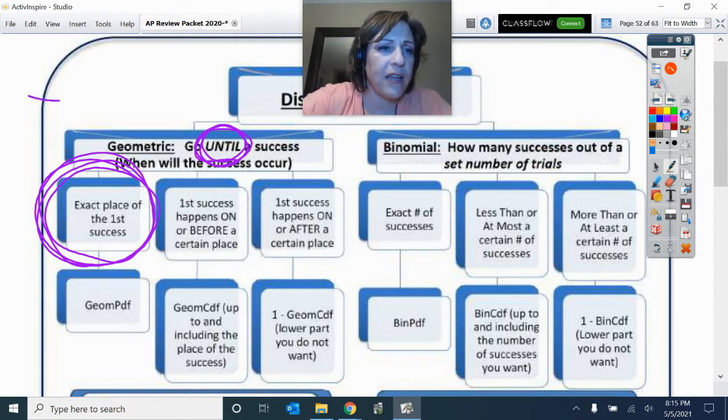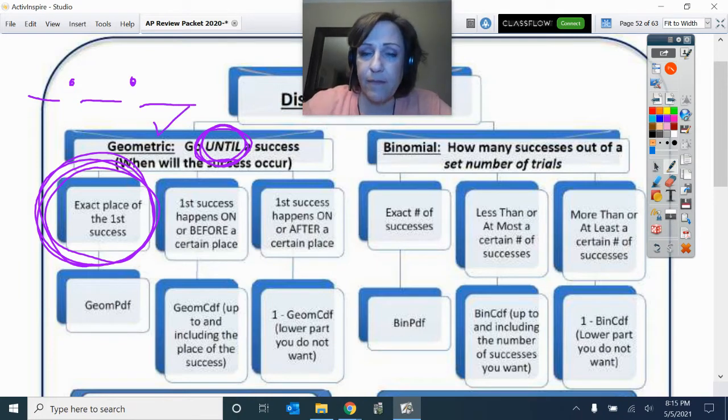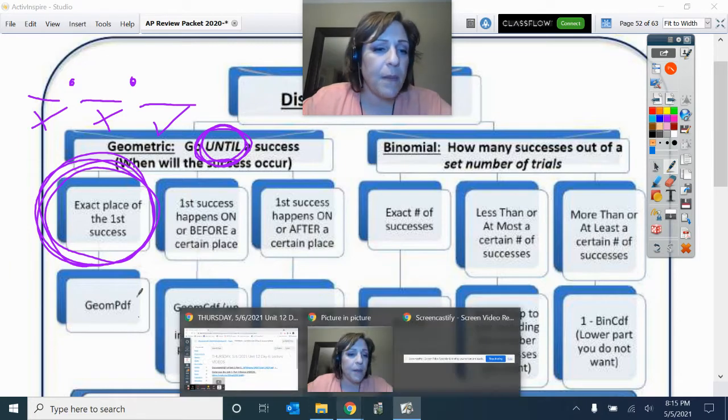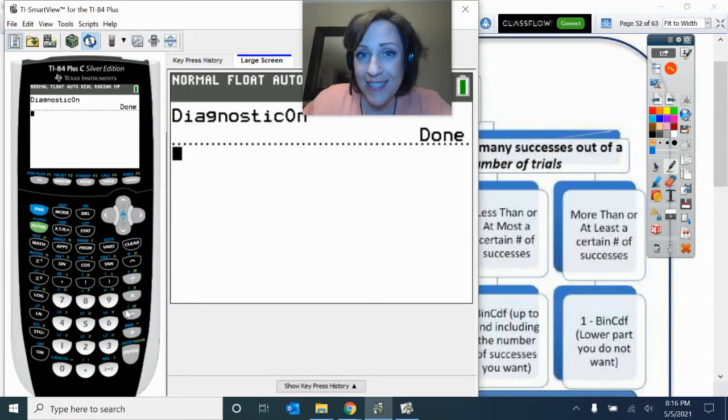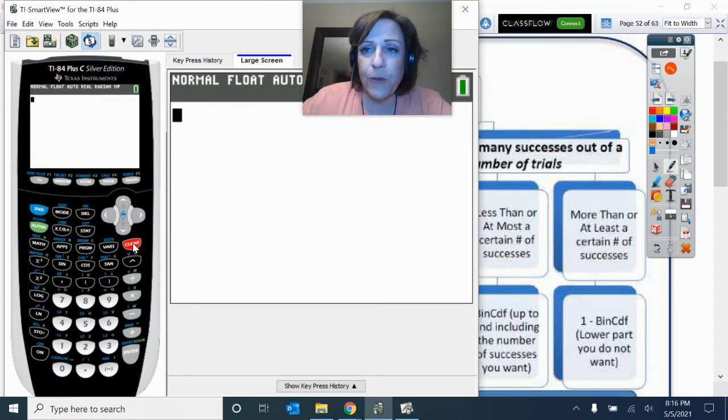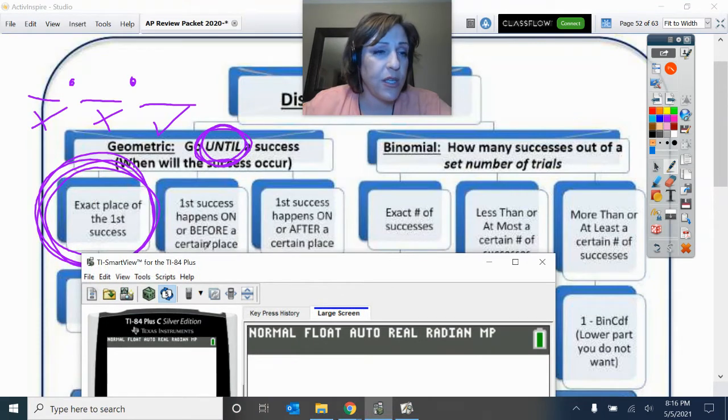So usually we just say, okay, failure, and that first one's a failure, and the second one's a failure, and the third one is the success. Okay? And so then we multiply those three events together. Now, if we were to use our calculator with that, if it's the exact place of a particular success, then we could do geometric PDF.